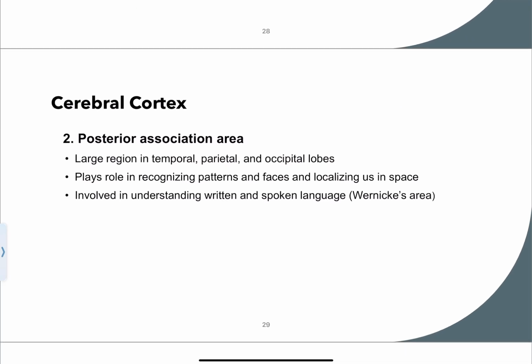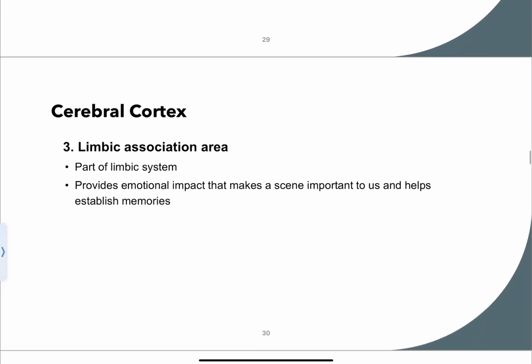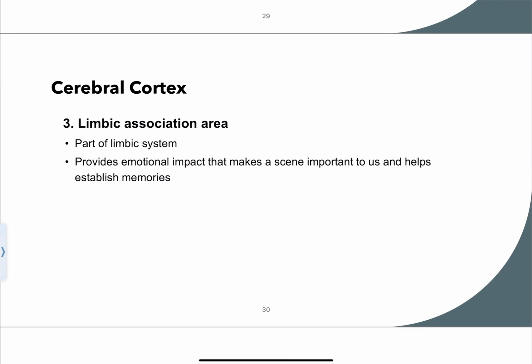Our posterior association area is going to play a role in recognizing patterns in faces and helping localize us in space. It's also going to be involved in written and spoken language, so Wernicke's area, which we'll talk about later in this chapter. Our third component is our limbic association area. This area is going to be part of our limbic system, and this is kind of our emotional area. So it's going to provide emotional impact that makes it seem important to us and helps establish memories.